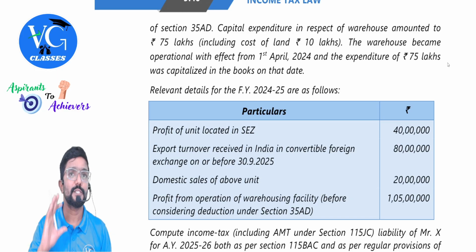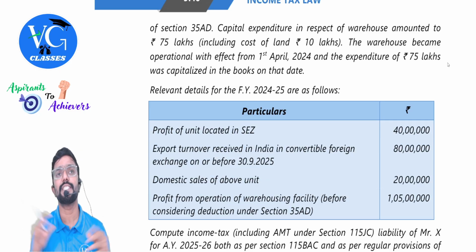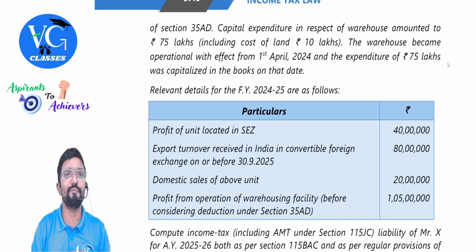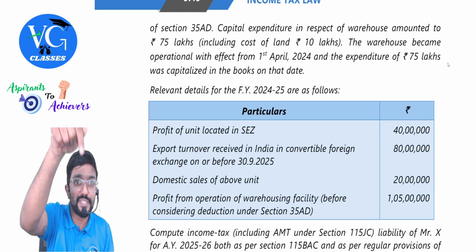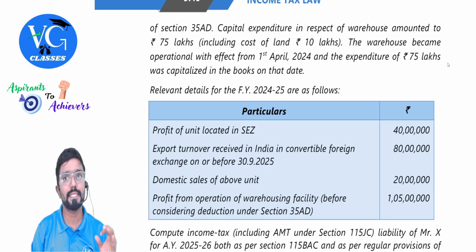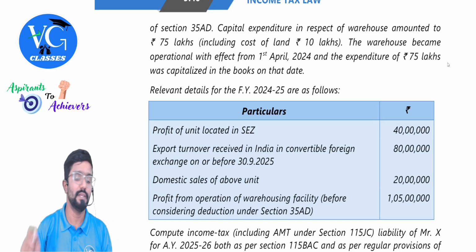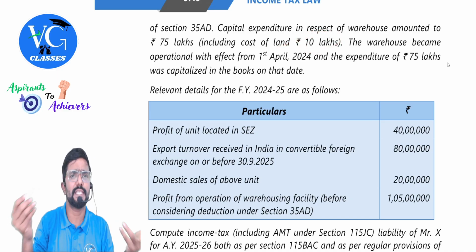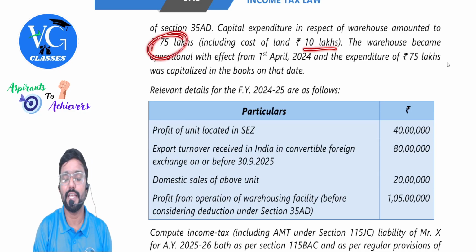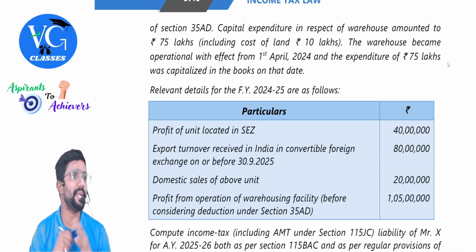For specified business, whatever capital expenditure is incurred is allowed as deduction in the year in which it is incurred. So what if it is incurred before the commencement of business? Then it will be allowed in the year in which business is commenced. Clear? But except LGM, that is land, goodwill and financial instrument, no deduction. Here, land is 10 lakh. So 75 minus 10, 65 lakh is allowed as deduction under section 35AD, guys.